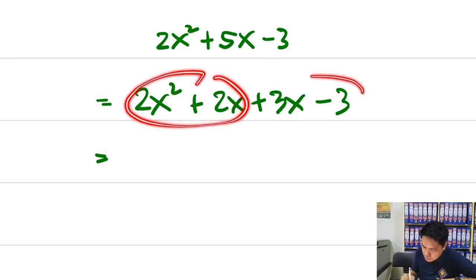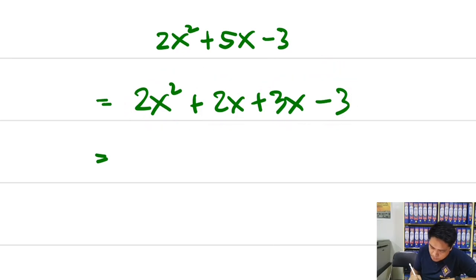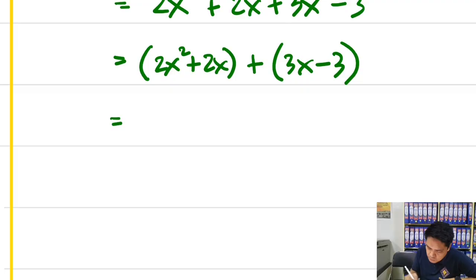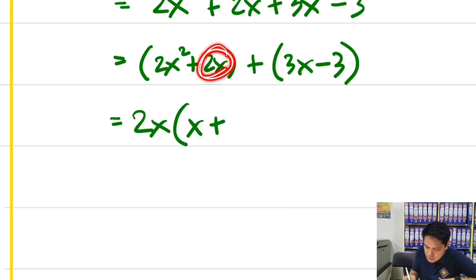So, I could group this out, and I could group this. So, we have 2x squared plus 2x, one group, plus 3x minus 3, another group. Okay? So, from the first group, I could factor out 2x, common. If I factor out 2x, what will remain here? I removed the 2 and one x, so there is still one x. Plus, if I factor this out, I removed the 2x, so 1 is left, because 2x times 1 is still 2x.